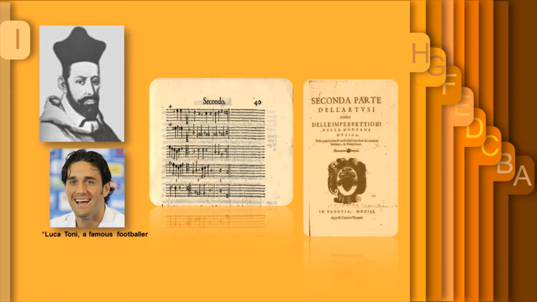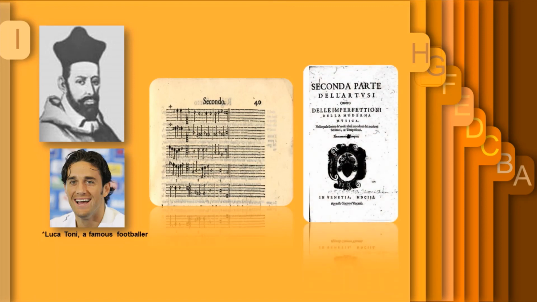Such errors were also pointed out in Artusi's second book, Seconda parte dell'Artusi ovvero delle imperfezioni della moderna musica. One of the important highlights was when L'Ottuso Accademico mentioned that a piece should sound good in performance and look good on paper. Later on, these critics were responded to by Monteverdi and his brother.